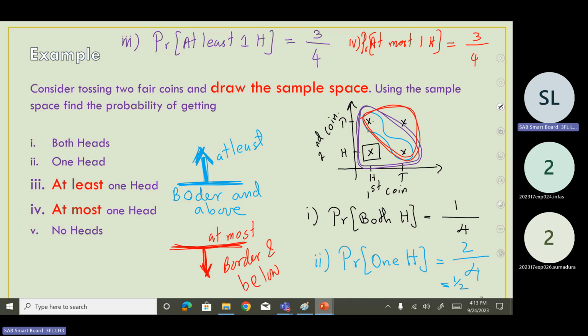Then the last one, no head. Probability, no head. So no heads. This has two heads. This has one head. This has one head. This doesn't have any head. So that is the only outcome which has no head.